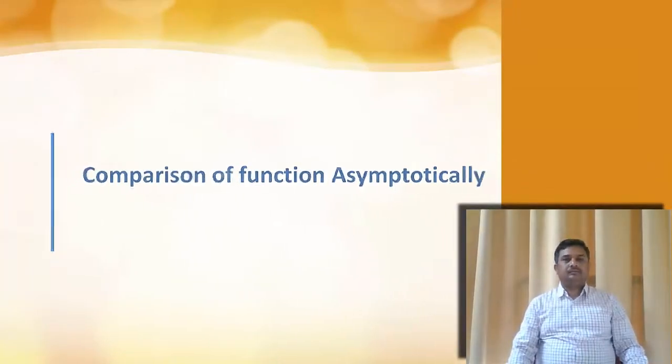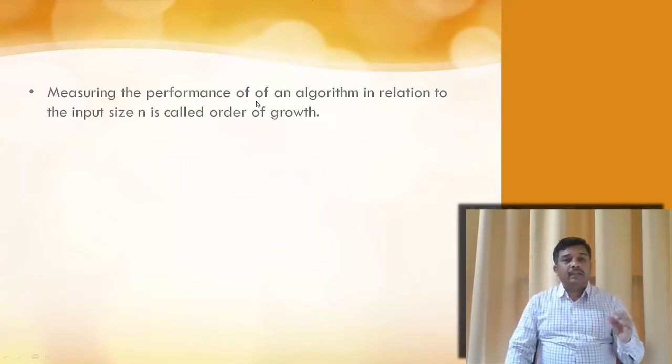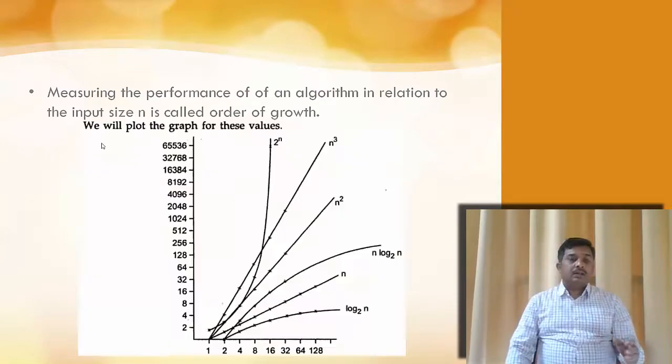So let us start. We have already learned how to find the asymptotic function of different programs or different algorithms. Basically, we have learned the measuring of the performance of an algorithm in relation to the input size, and it is called order of growth. So here you can see the different orders of growth. It can be log base 2 n, it can be n, it can be n log base 2 n, it can be n square, n cube, or 2 to the power n.